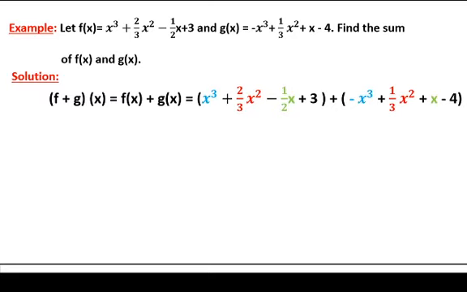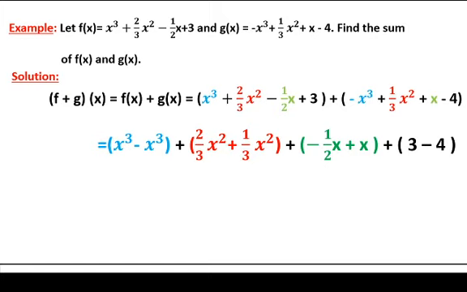We do have x to the power of 3, minus x to the power of 3. They are like terms, and I tried to give them the same color. Well, the same thing with the second term. 2 over 3x to the power of 2, 1 over 3x to the power of 2, minus 1 over 2x with x, 3 with minus 4. So we just identified the like terms, and we can add the two polynomial functions. These all are like terms, and I just grouped them together.